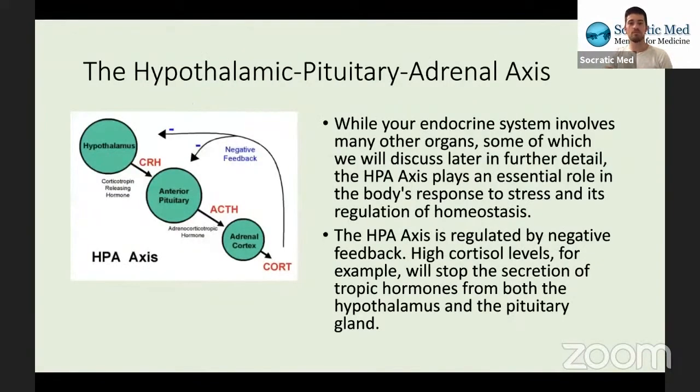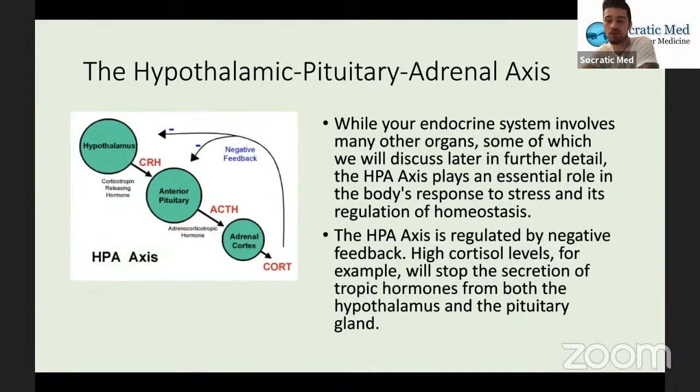Okay, and then just a summary of the hypothalamic-pituitary-adrenal axis. So while your endocrine system involves many other organs, some of which we will discuss later in further detail, the HPA plays an essential role in the body's response to stress and its regulation of homeostasis. So negative feedback is super important in homeostasis. That's how a bunch of systems in our body maintain homeostasis and how they keep in check. The HPA axis is regulated by negative feedback.